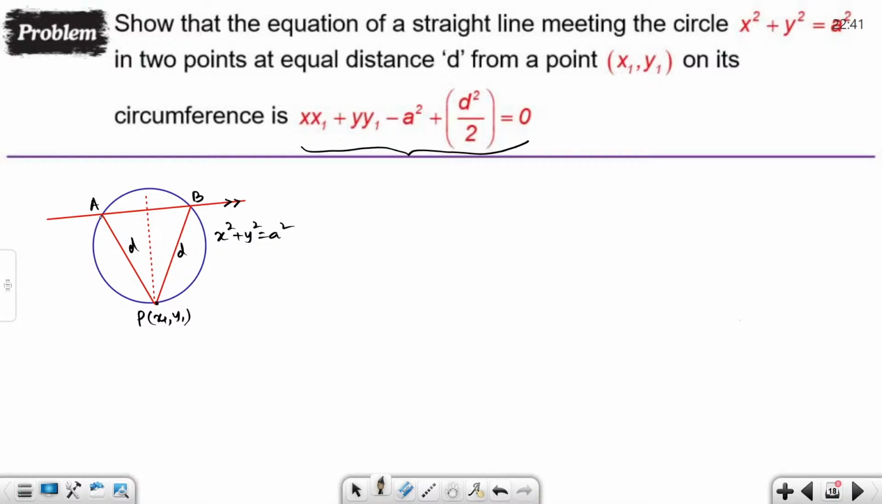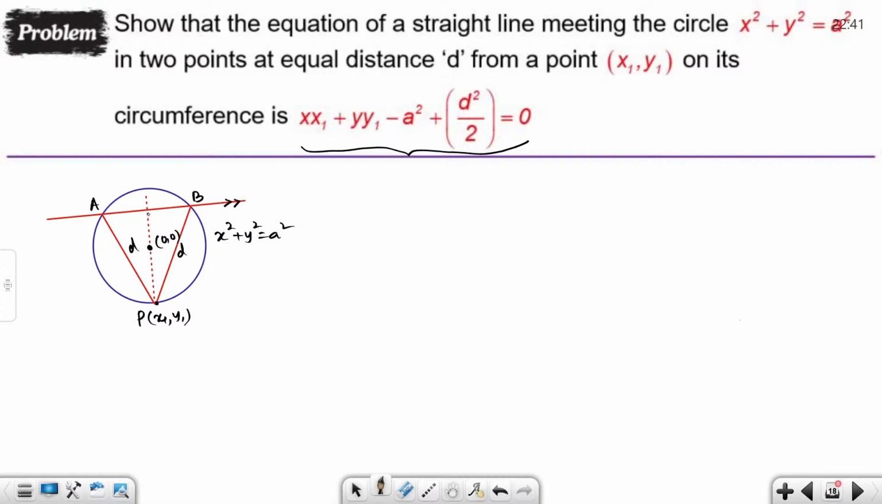From point P, the distances to A and B are equal, which is equal to D. So I can say that point P is lying on the perpendicular bisector of AB. It means, since this is the perpendicular bisector, it is definitely passing through the center of this circle, which is 0, 0. Tell me yes or no.